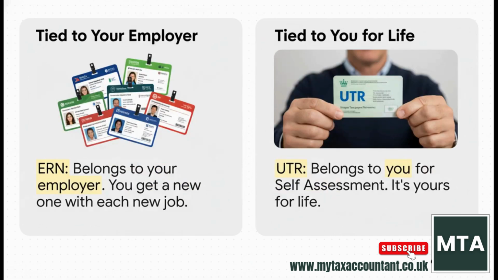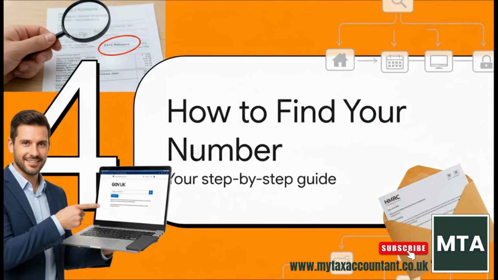And here's the other big mix-up, the ERN versus your UTR. It's simple, really. The employer reference number, the ERN, belongs to your company. It's all about your job. So when you change jobs, you'll get a new ERN on your new payslip. Your unique taxpayer reference, or UTR, is all about you. It's your personal tax ID for things like self-assessment, and that number stays with you for life, no matter how many jobs you have.